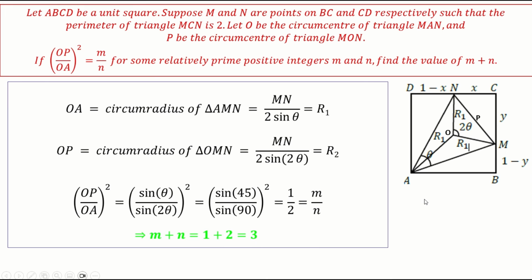So yeah, this is hard. We need to know a lot of things and imagine the diagram correctly, where P will come, where O will come, and it is very important to know that angle theta makes a huge difference. So first you need to find out theta, right? Considering all this, this is hard.